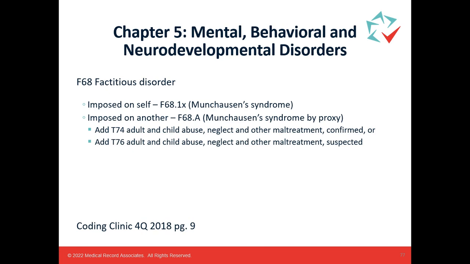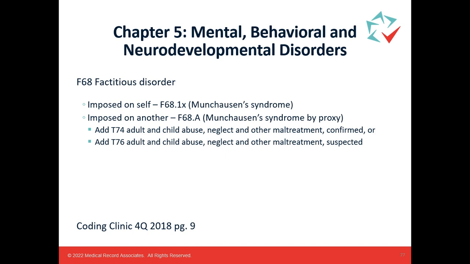F68, and there's the coding guideline. Again, don't forget to be familiar with it regarding the factitious disorder. If it's imposed on self, which is the Munchausen syndrome, it's F68.1. If it's imposed on another, that codes to F68.8. F68.A is your Munchausen syndrome by proxy. So that's the one where it's being manifested on someone else.